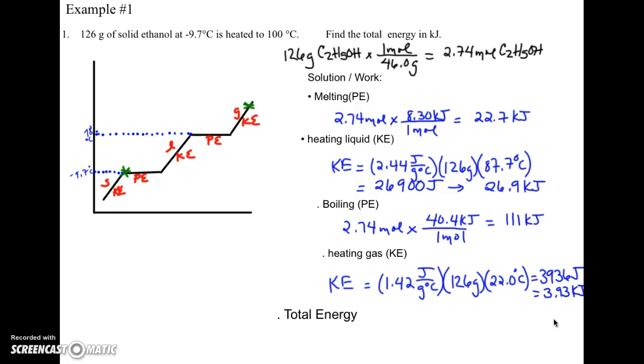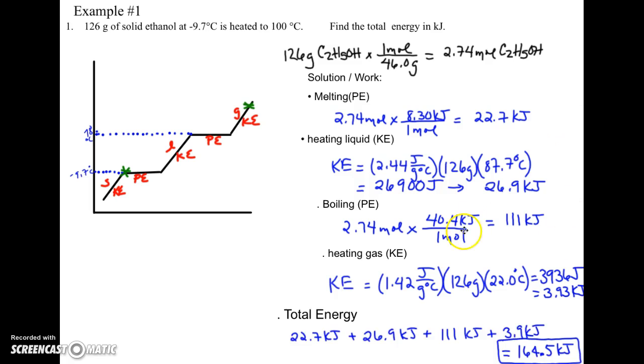I asked you to calculate total energy, so at the end you would add up all of the energy components. I've asked for it in kilojoules. So you take the 22.7 kilojoules plus 26.9 plus 111 plus 3.9 kilojoules, and you will come up with the answer of 164.5 kilojoules. It's the total energy needed to heat that 126 grams of solid ethanol from negative 9.7 to 100 degrees C. I hope this helps, and good luck.